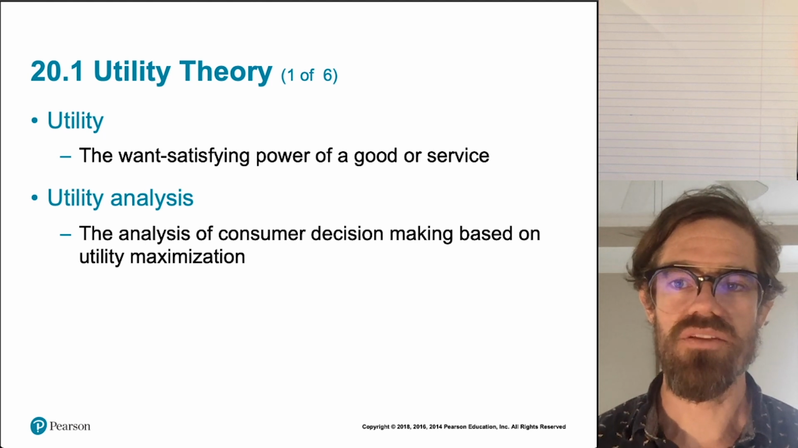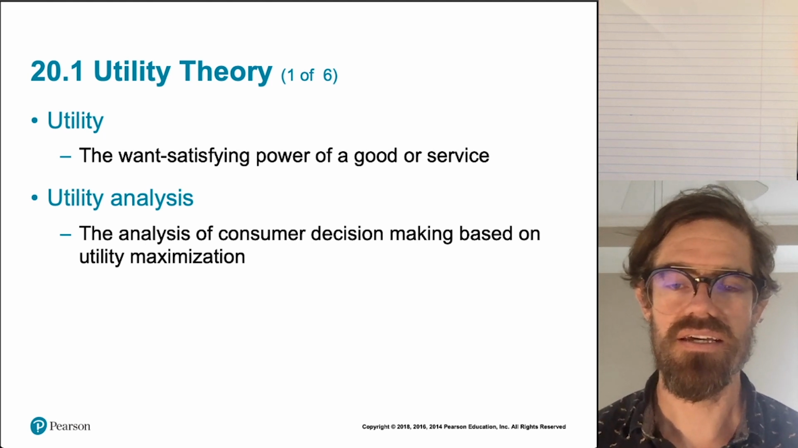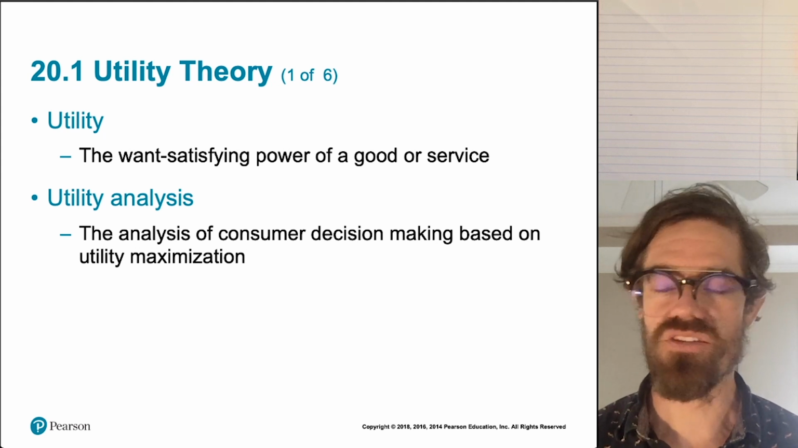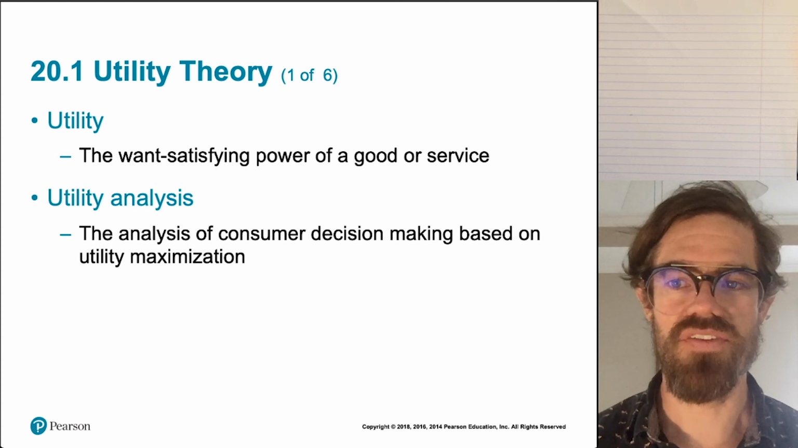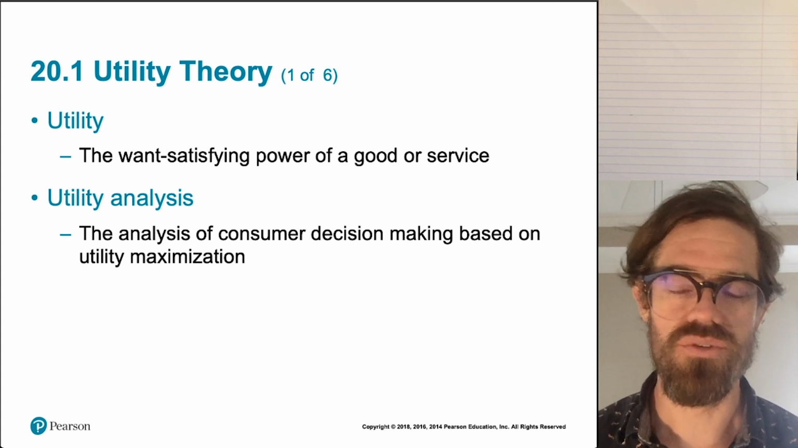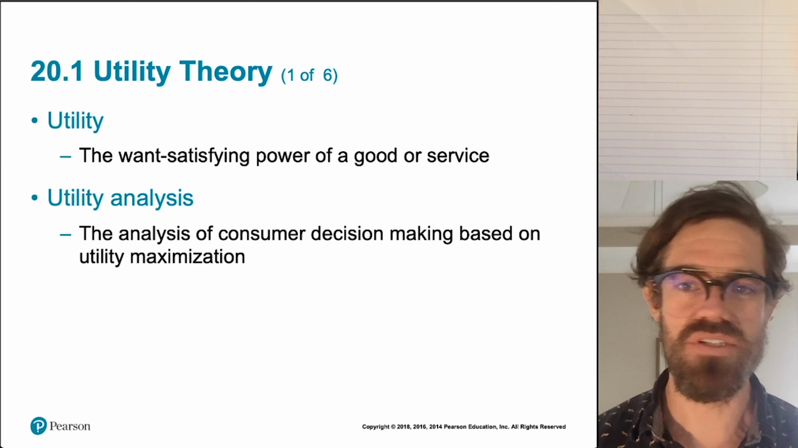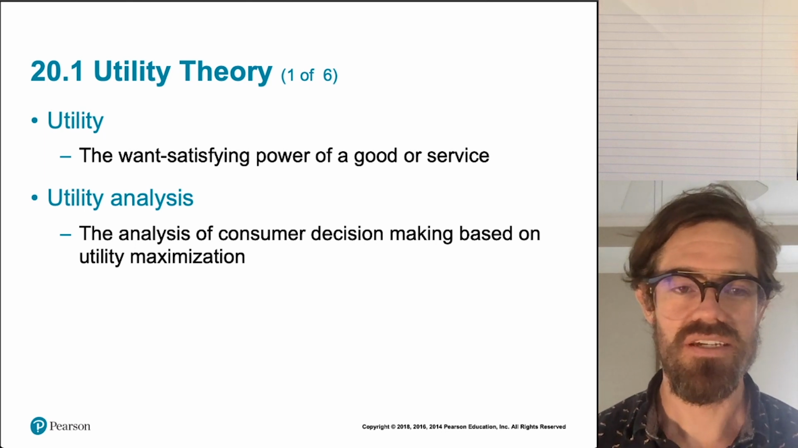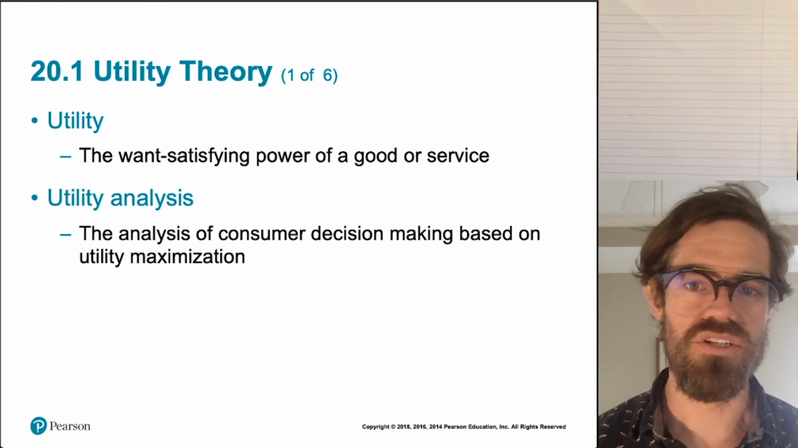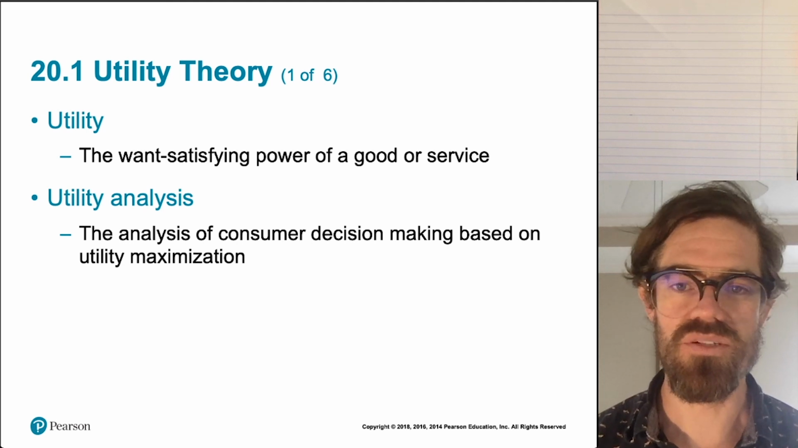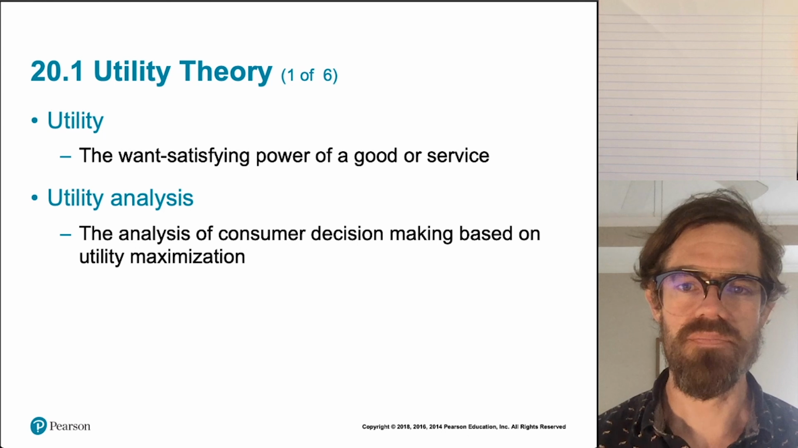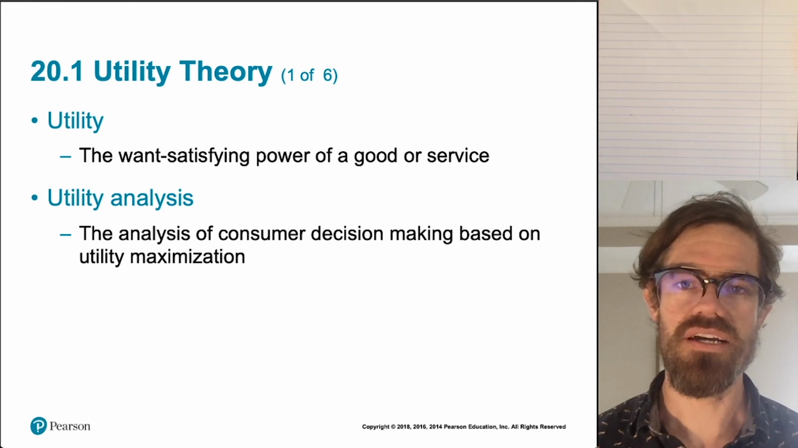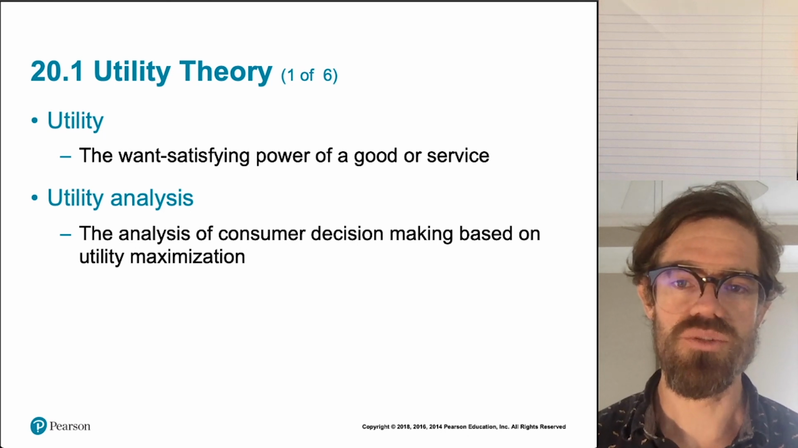Okay, so we're going to start by looking at utility theory. Utility is just another word for satisfaction. It's the want satisfying power of a good or a service. Utility just means satisfaction or usefulness. These are basically all synonyms for one another. And that's basically how economists approach consumer choice.